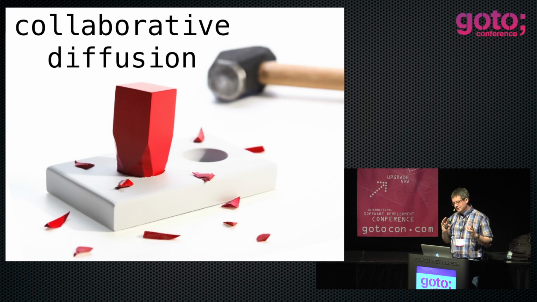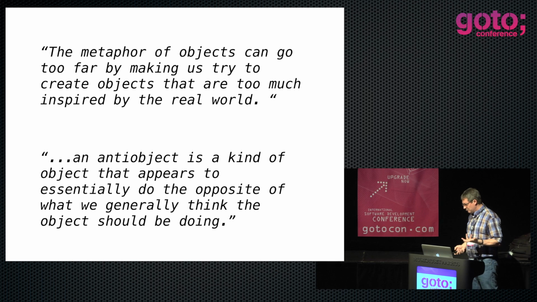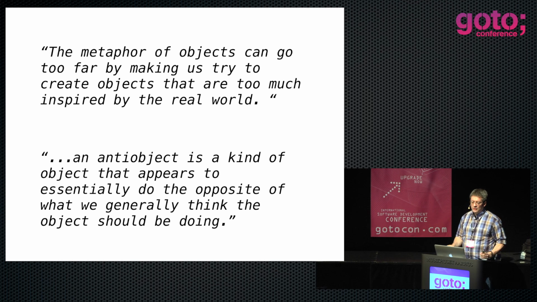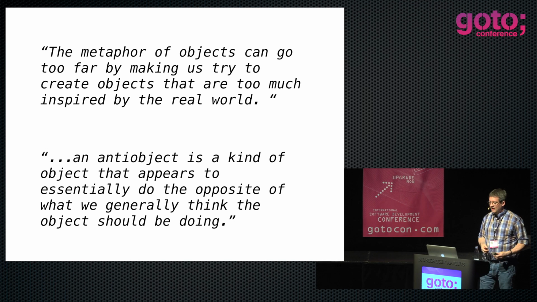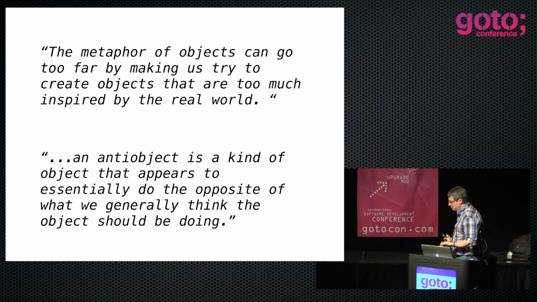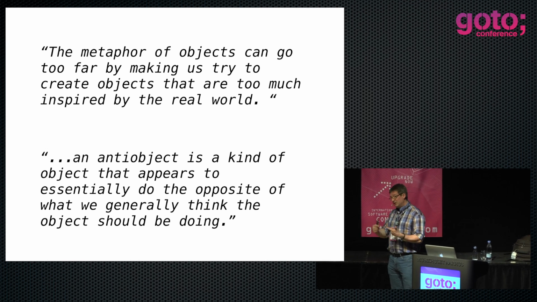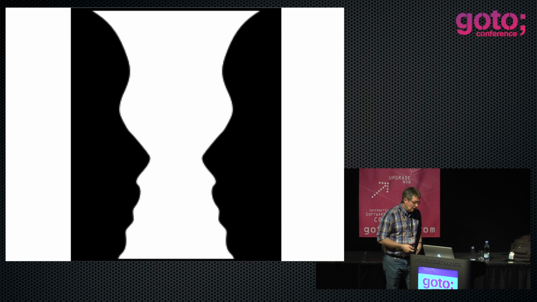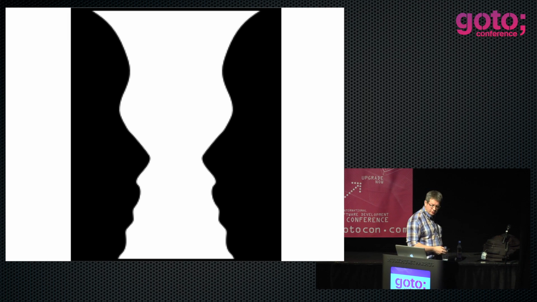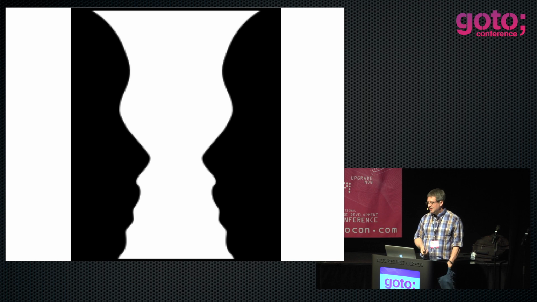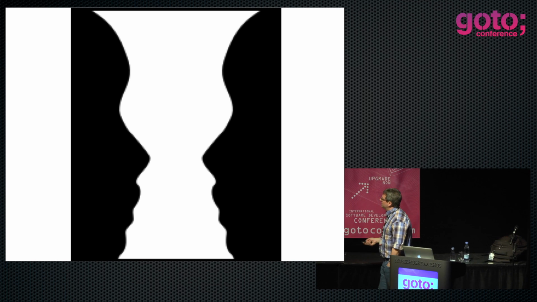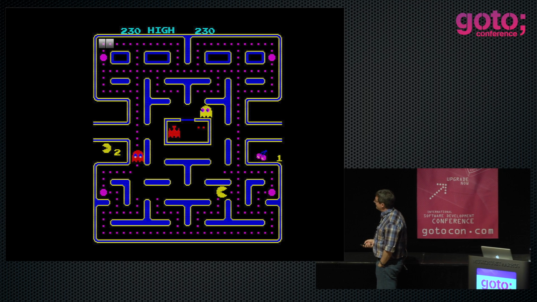They created this concept of an anti-object. In their paper, they say the metaphor of objects can go too far by making us create objects too much inspired by the real world. An anti-object is a kind of object that does the opposite of what you think it should be doing as a way of modeling something that's simpler. Kind of like this optical illusion: is this a vase or is it two faces? And the classic example of an anti-object approach comes to us in the form of Pac-Man.